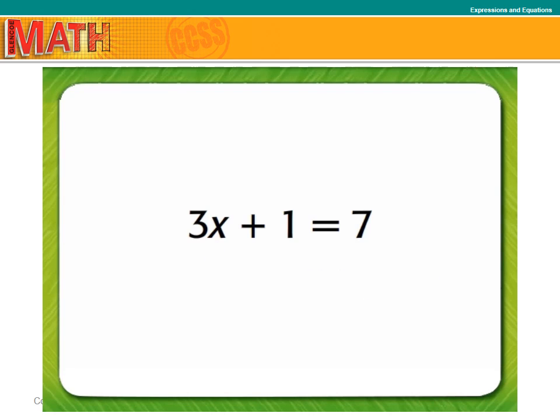A two-step equation contains two operations. 3 times the value of x, then 1 is added. To solve two-step equations, undo each operation in reverse order. We will use two methods to solve 3x plus 1 equals 7.